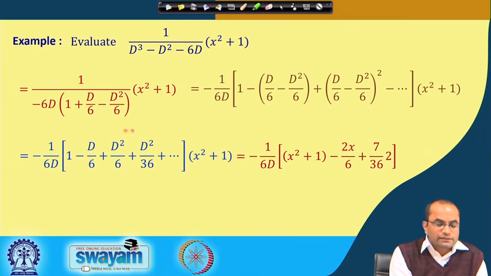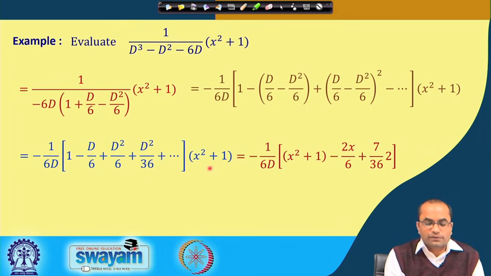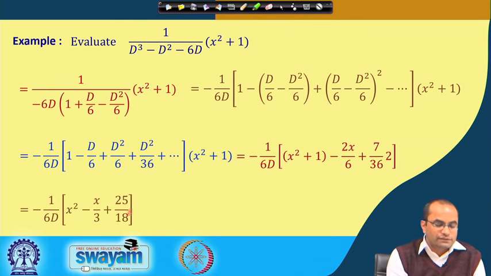And now we can apply this differential operator on this x square plus 1. Here 1 with x square plus 1 will be as it is when we apply on D. So we have 1 by 6 and D of x square plus 1. The derivative of x square plus 1 will be 2x there, and then we can add these two. Here we will have 7 by 36 D square, and when we operate on this we will get 2 there. Now we can simplify this. We have this result: 1 over 6D and x square minus x by 3 plus 25 by 18.